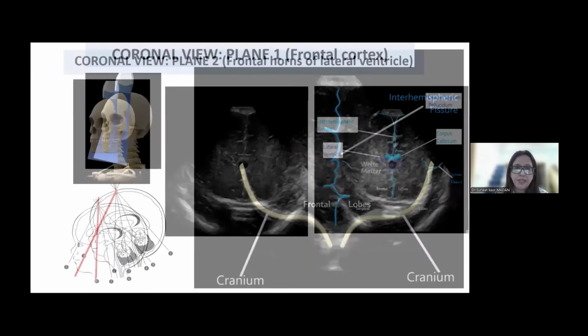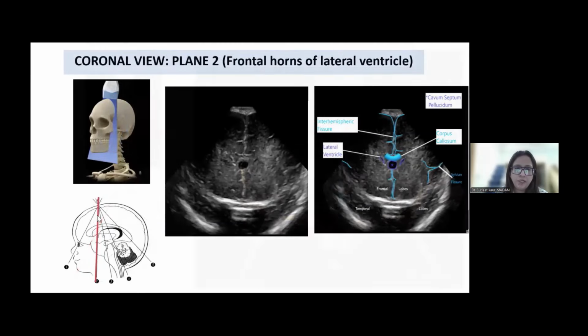The second plane, we sweep a little posteriorly. From the anterior, you move towards the posterior side. So you cut through the frontal horn of the lateral ventricle. See, here is the frontal horn of the lateral ventricle. You are cutting the section through the frontal horns. This is the picture you get, and I'll describe what all we can see.